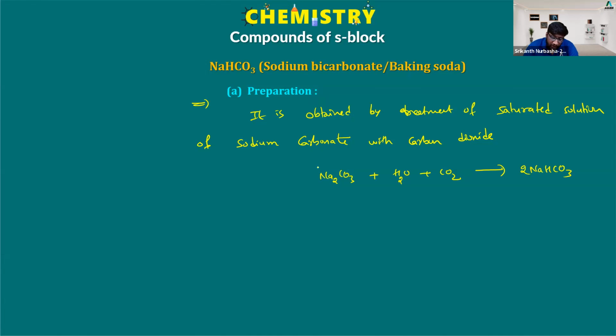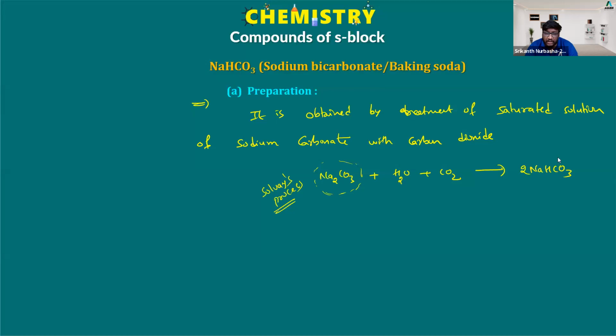Yes, Karthik, Na2CO3 is obtained by Solvay's process only. From where will you get Na2CO3? That is obtained from Solvay's process only. Okay, so you can also say NaHCO3 is also obtained by Solvay's process.